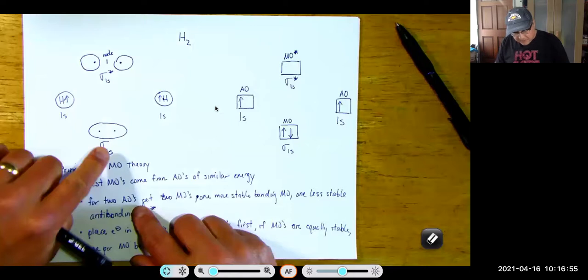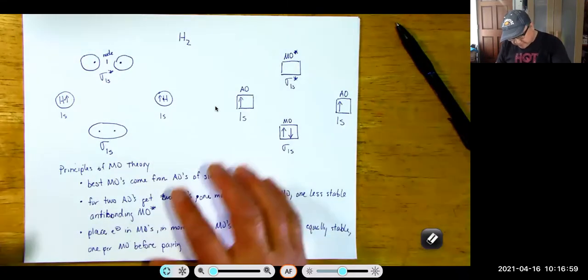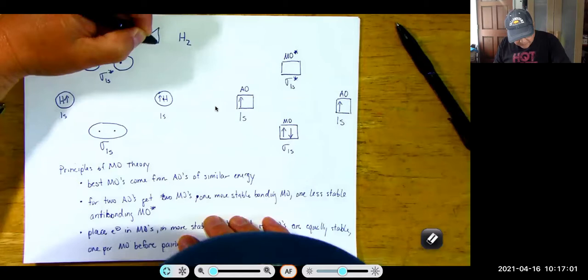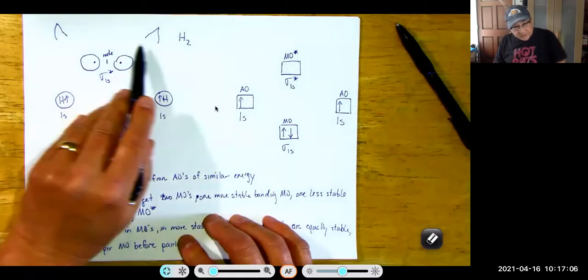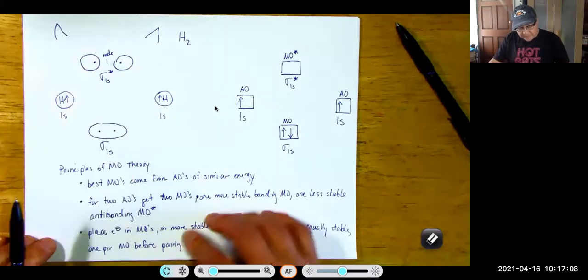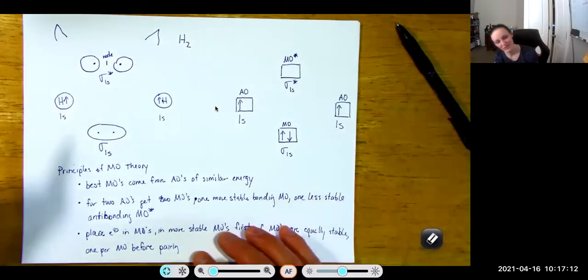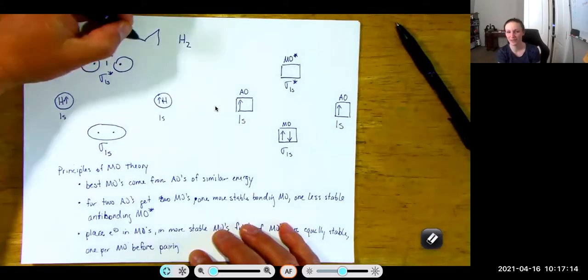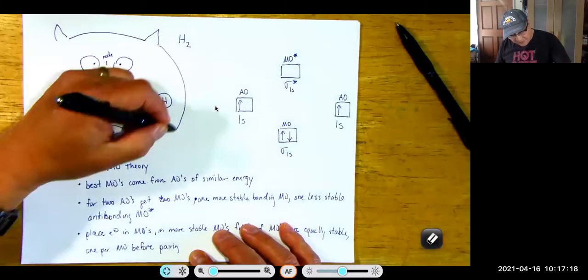Okay. Now with these, when you draw these bonding and anti-bonding MOs, what you can also do here is draw these greater than or less than signs up here. It looks like ears. And then a pig. And you can see that you've just drawn a pig.